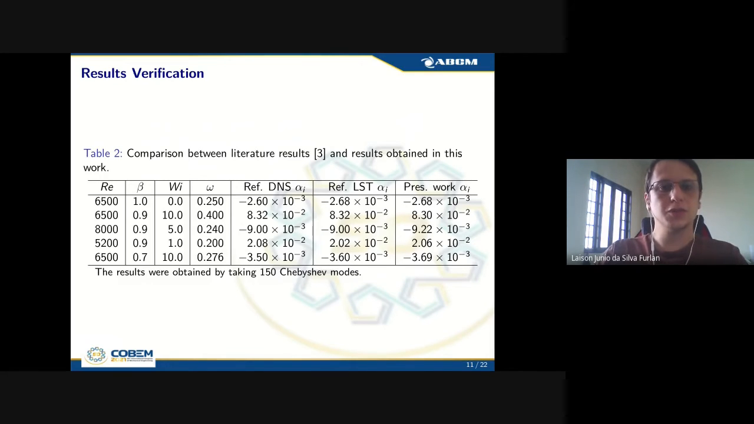Table 2 shows the comparison between results presented in the literature and the results obtained in this work. The literature presented results for DNS and LST technique. In this work, we only use the LST technique. It's possible to see a good agreement between the results presented in table 2 and the results obtained in this work, which was obtained by taking 150 Chebyshev modes.